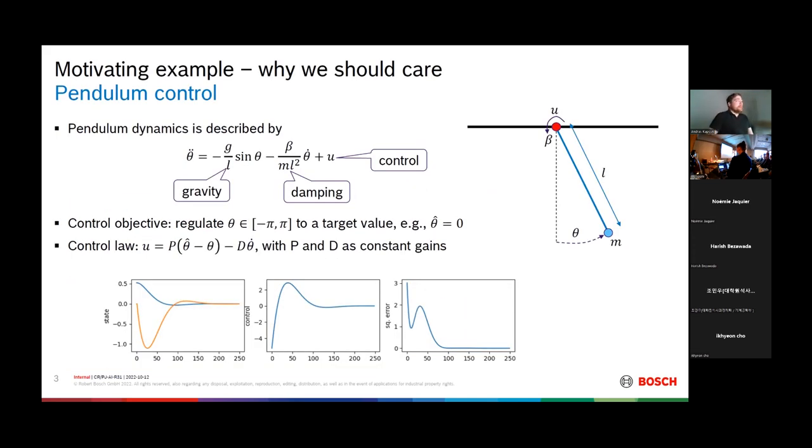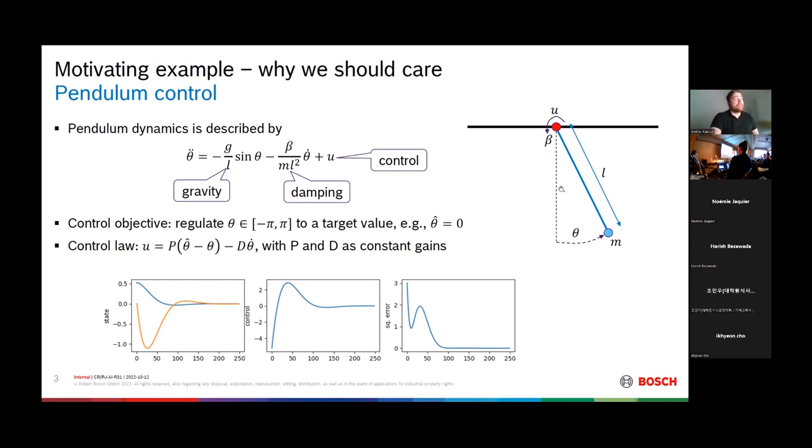So first of all, a motivating example for why we should care about control on Riemannian manifolds. Consider the very popular pendulum example. The pendulum is, as you can see on the right side, a rod. At the end of the rod, there is a ball. It is attached to a fixed surface using a motor, and the motor can exert some torque, which then produces some angular acceleration for the joint angle. And there's also a damping, which is proportional to the joint velocity.